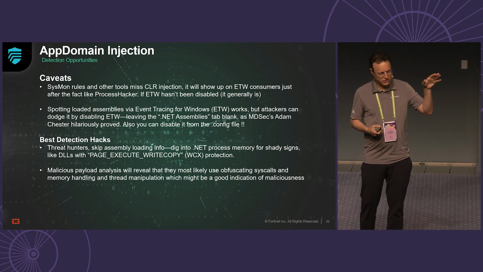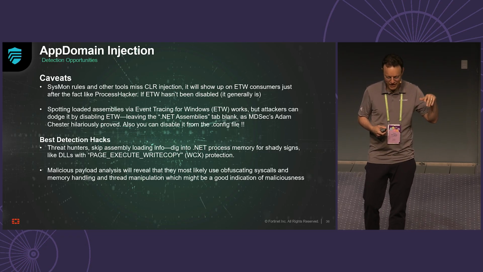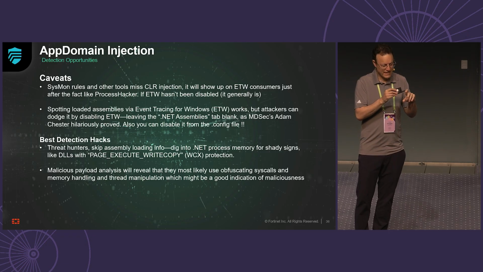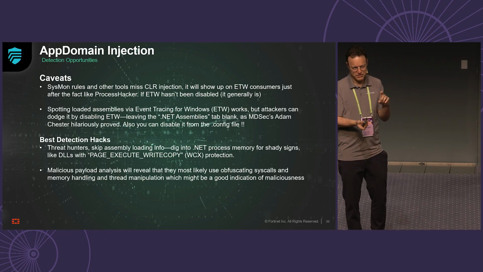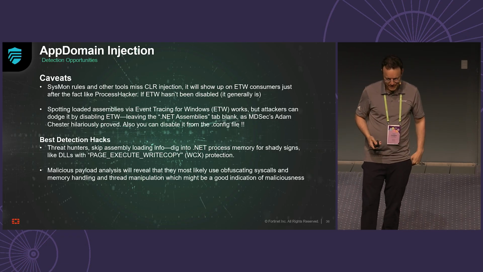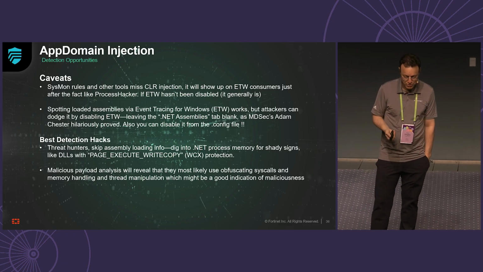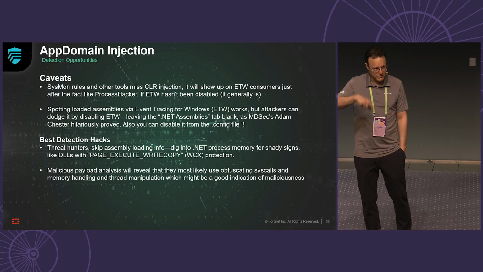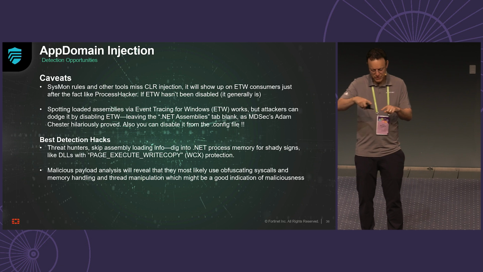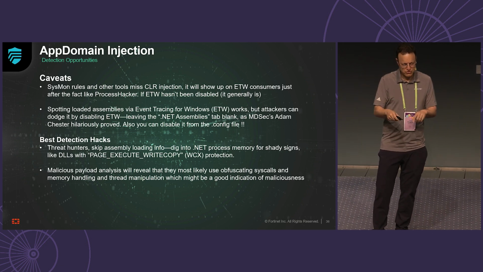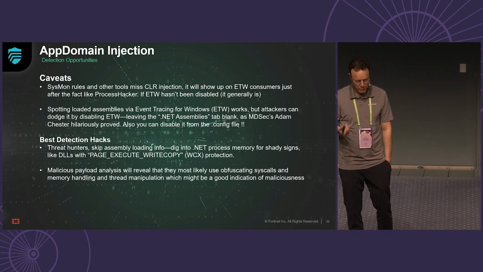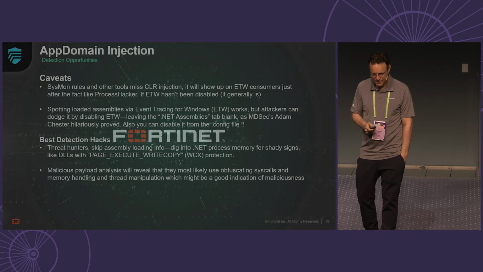And Adam Chester actually had another, more complicated way of identifying the DLL within the process space that does the ETW reporting, because it is done from the process space itself, and just patching that. So it's just disabled, right? The best detection hack that I found for AppDomain injection is a little bit trickier, but it's looking for a write-copy execution protection within the address space. And if you find a memory region that has WCX, try to look for syscalls that do deobfuscation, thread manipulation, and memory handling. That can tip you off.